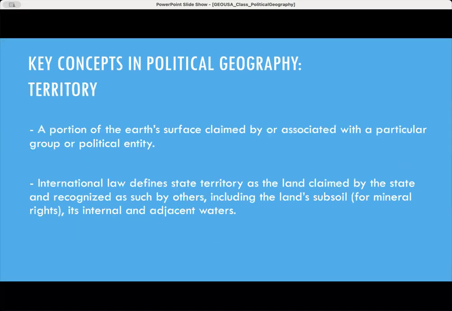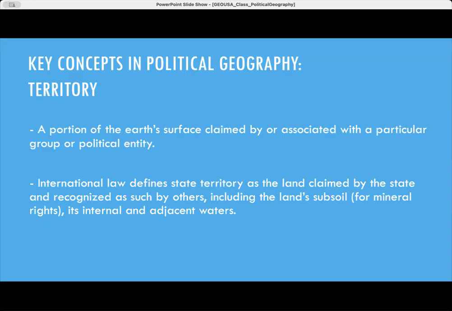Another very important term is territory. And when we say territory, we're talking about a portion of the Earth's surface that is claimed by or associated with a particular group or political entity. So a state claims a piece of land, a territory. When we looked at that map of the United States with Texas, New Mexico, Arizona, California, Washington, Oregon, Mississippi, etc., each state has a defined territory that is enclosed by these symbolic borders.